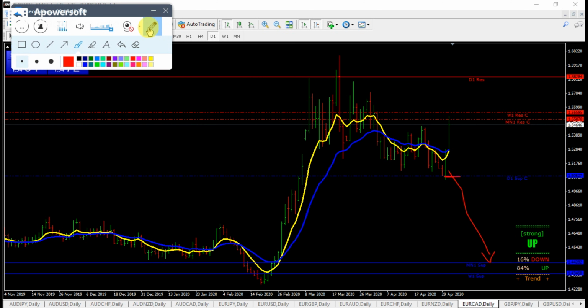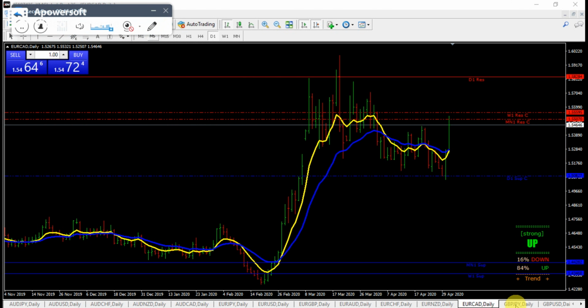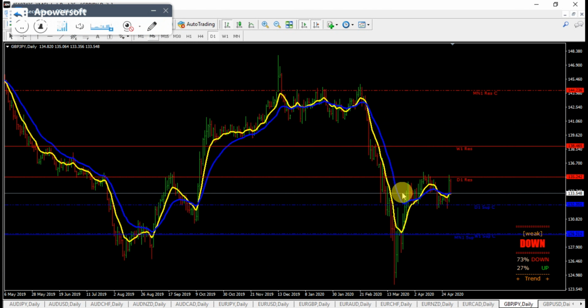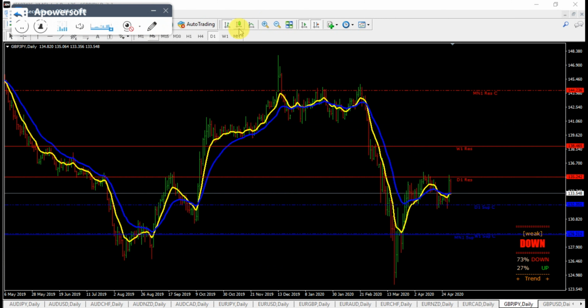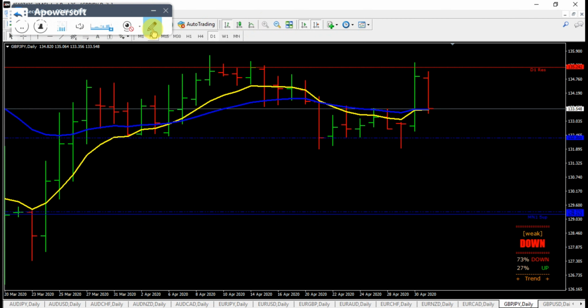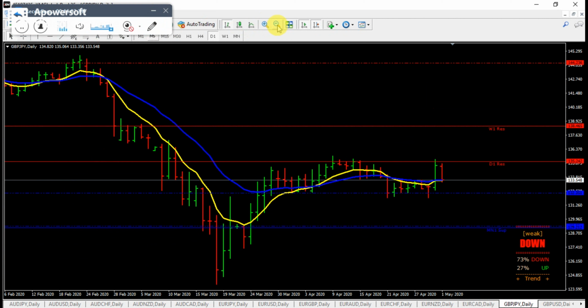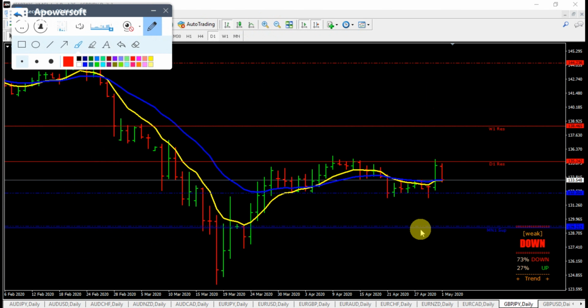Let's move to our next pair, GBP JPY. The guys who were in my paid group know we took the trade last Thursday. We had a massive movement. We booked about 250 pips. We placed the trade from 132, somewhere near this support level, and as you can see, this green bar, we earned this profit last Thursday.